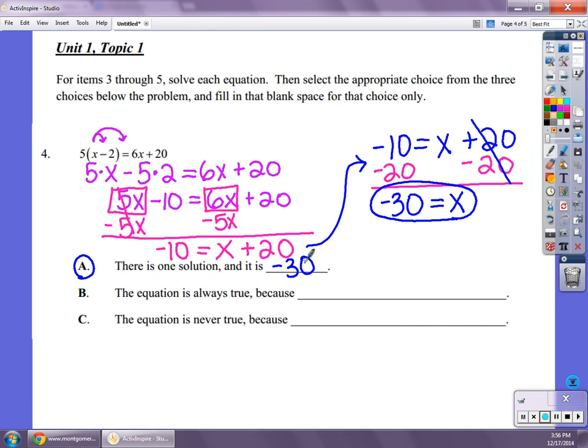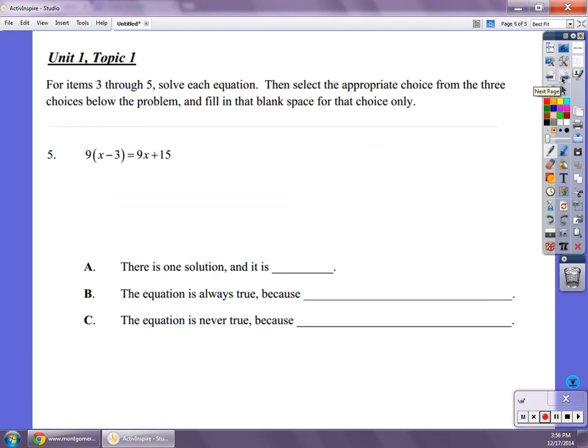Okay, moving on to problem 5. All right. We have the equation 9x minus 3 equals 9x plus 15. Let me read that again, excuse me. 9 times x minus 3 is equal to 9x plus 15. All right, hopefully just like in number 4, we notice that we're going to need to distribute that positive 9 to both terms inside of the parentheses. So we're going to use the distributive property. 9 times x minus 9 times 3 is equal to 9x plus 15.